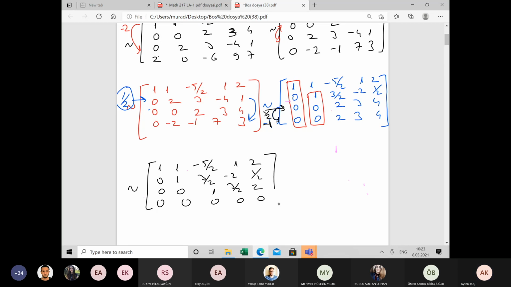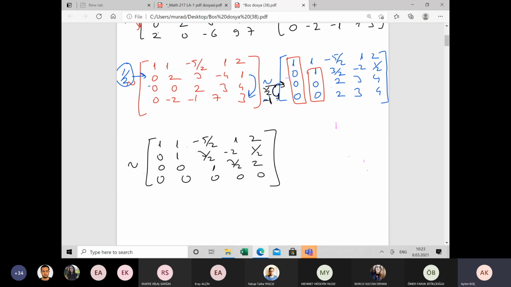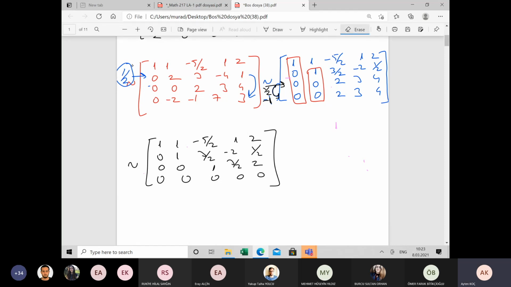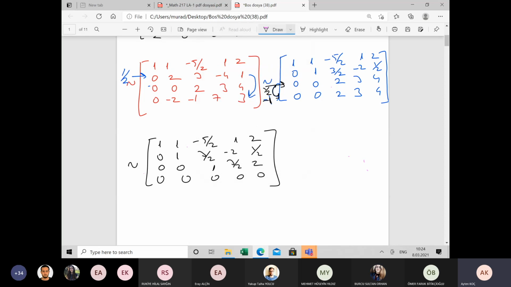So, and the next one, yes, next operation. What's the next operation? This one is row echelon form or not? Has 0 row? Yes.